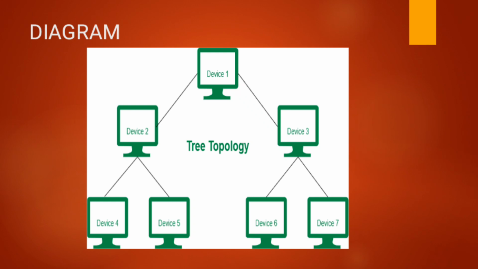As you can see in this diagram, we have device 1, device 2, device 3. So data is transmitted from device 1, which is called the root node, to device 2 or device 3. Then from device 2, device 4 and device 5 get the data, and from device 3, device 6 and 7 get the data. So data is transmitted in a hierarchical manner from top to bottom.